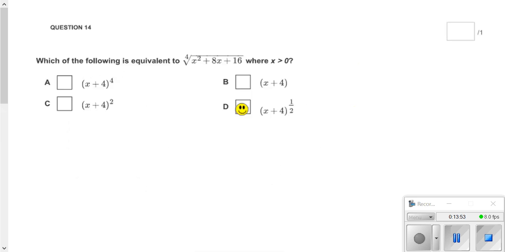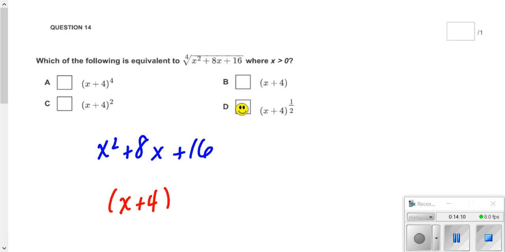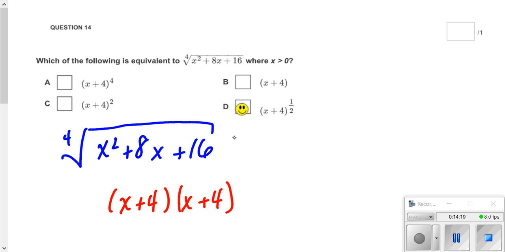Okay, number 14 is one that we should talk about. Number 14 said, which of the following is equivalent to that expression? Well, the x squared plus 8x plus 16 that's inside the radical can be factored to that. So when I have my whole expression, the 4th root of that, another way to write that would be to say the 4th root of x plus 4 squared.